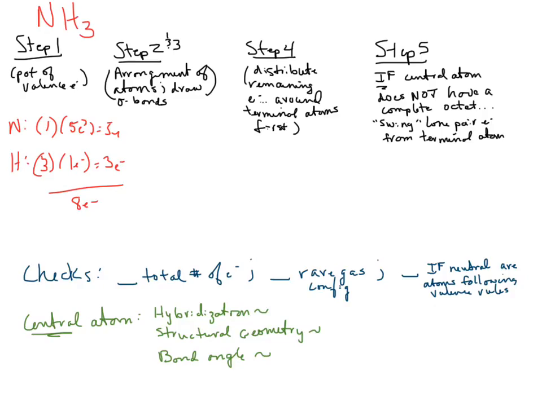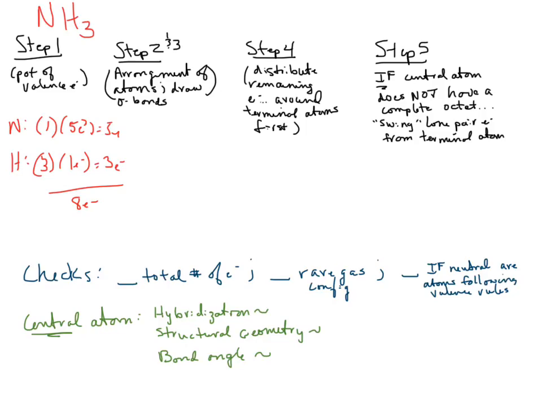What is the pot of valence electrons? For nitrogen, I usually put N colon 1, because there's 1 nitrogen atom, times 5 electrons, because it's 5A. Underneath that, I put hydrogen. There are 3 of them, and they each have 1 valence electron. So you're looking at a grand total of 8 electrons. That goes in the first box.